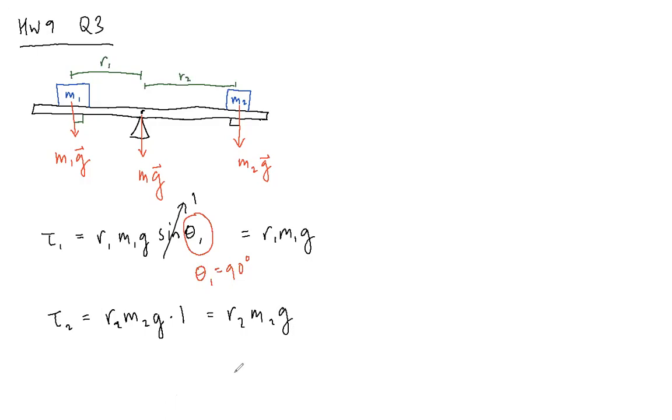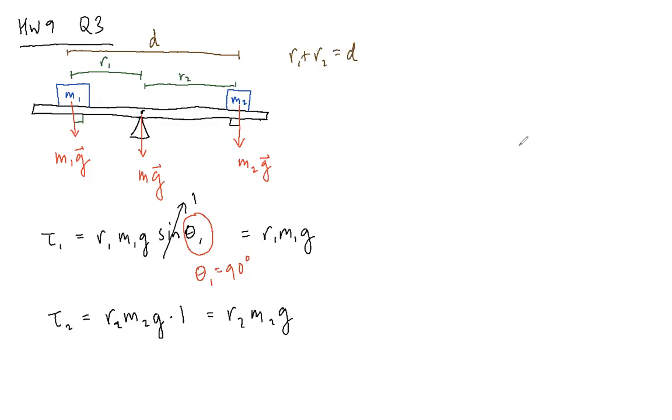And so in the problem, they give us the distance between these two children. The distance between these two children goes from here to here. Now we're going to call this D. And so R1 plus R2 is equal to D.